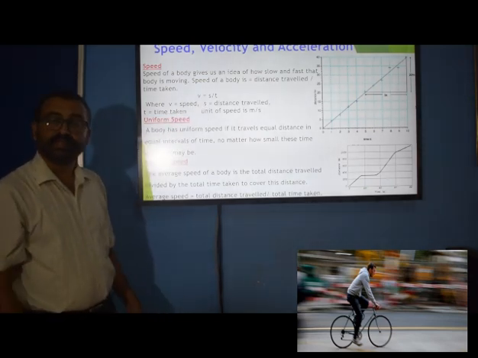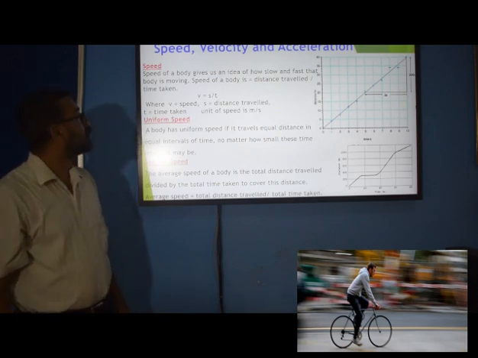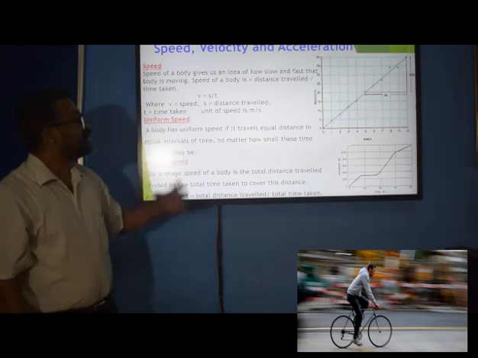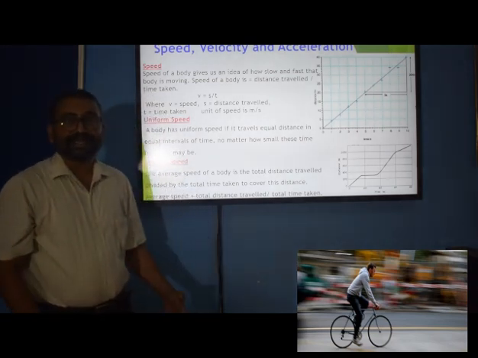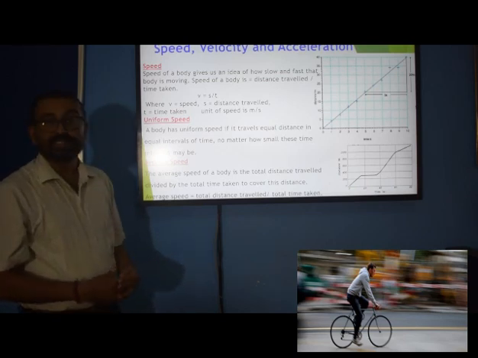Distance traveled divided by time is called speed. So what will be the unit of speed? The unit of distance will be meters and the unit of time will be seconds. So it will be meter per second.